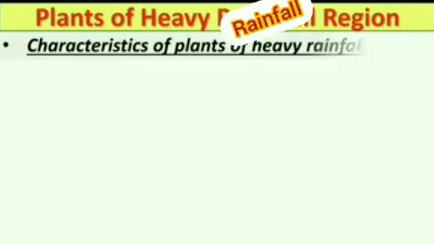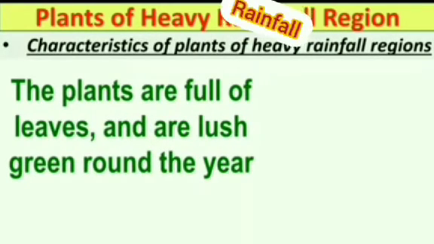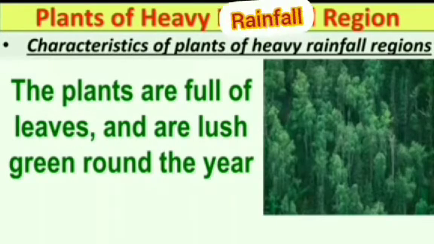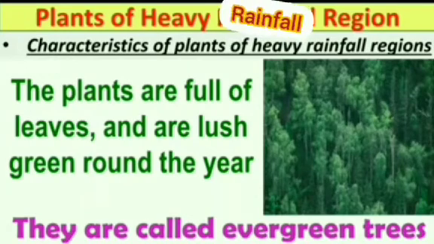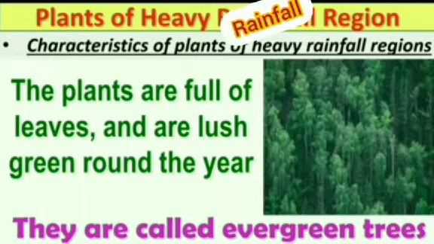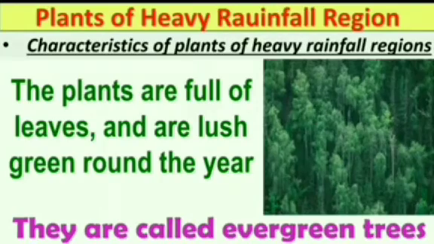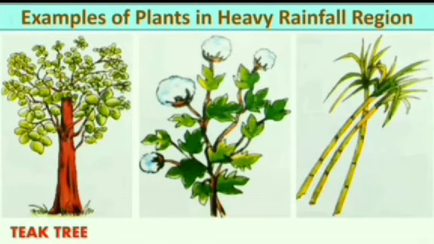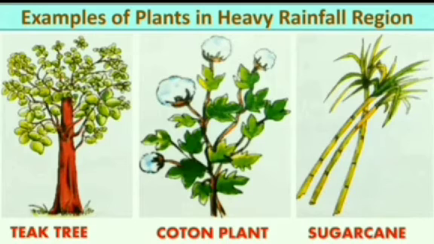Adaptation of plants of heavy rainfall region. Characteristics. The plants are full of leaves and are lush green all around the year. They are called evergreen trees. Examples of plants in heavy rainfall region: teak tree, cotton plant, and sugar cane.